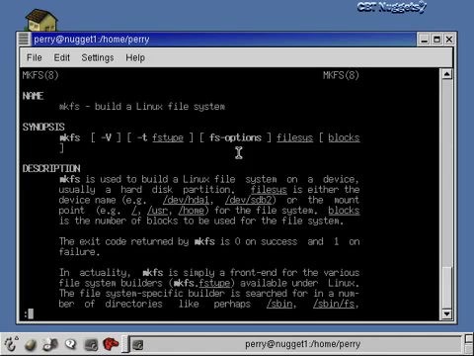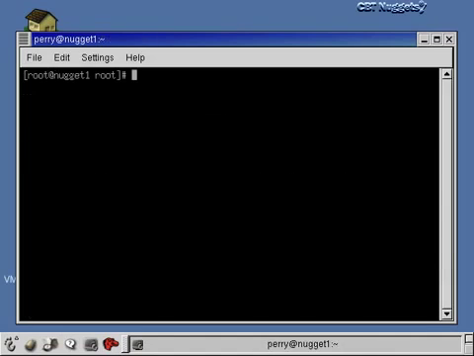And then there are various other options, things like we can check for bad blocks, places where the disk is corrupted. So again, when you're going to add a new disk to the system, the first thing you do is create a partition on the disk, and then you make a file system on that partition so that the operating system can read and write to the partition.